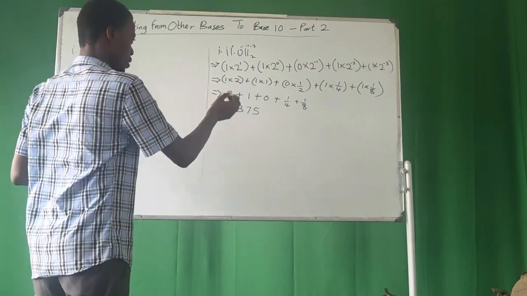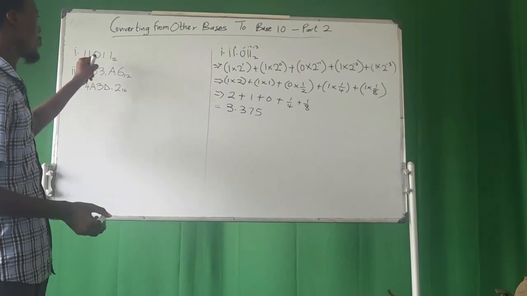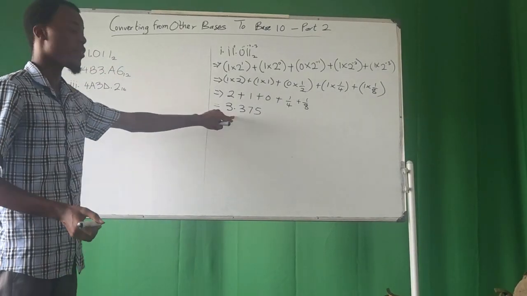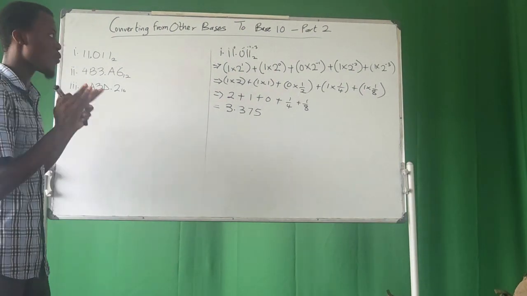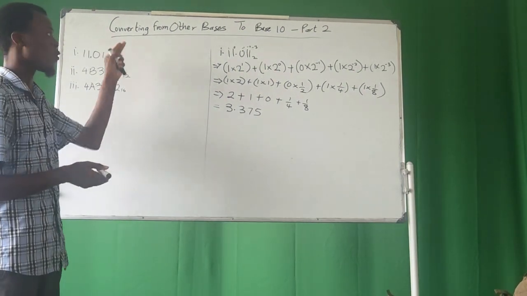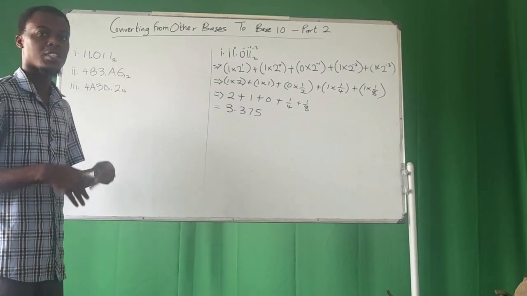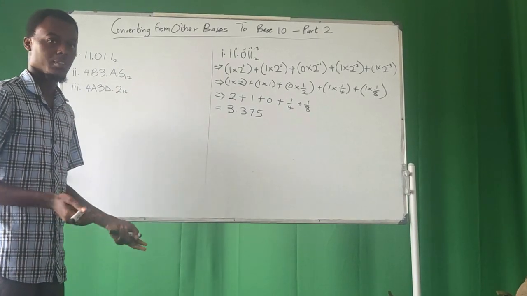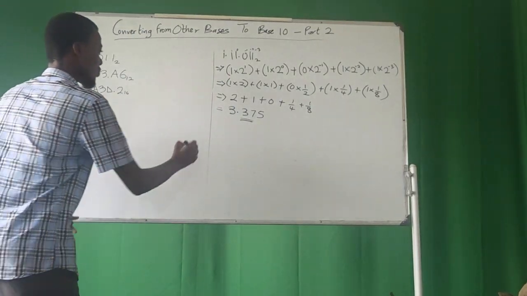So now you've been able to convert 11.011 base 2 to 3.375. And as I said, anytime they put a question that says change from another base to base 10, they can also say change from another base to decimal. And it's the same thing. Okay, so now that's it.